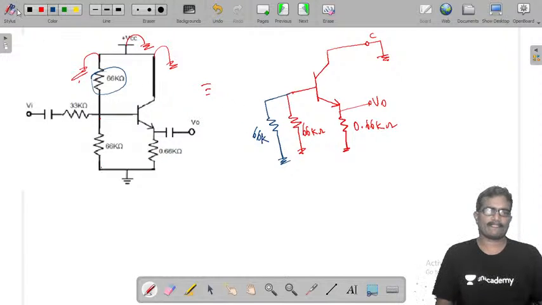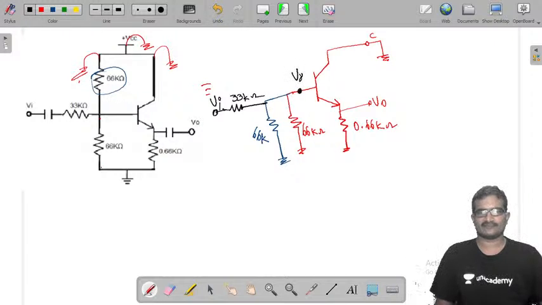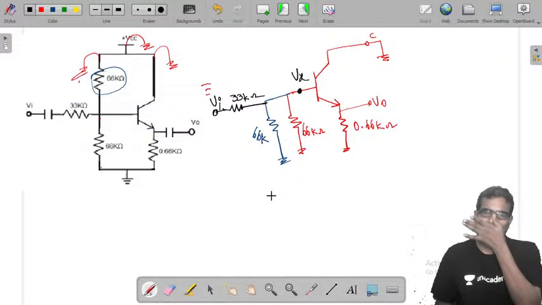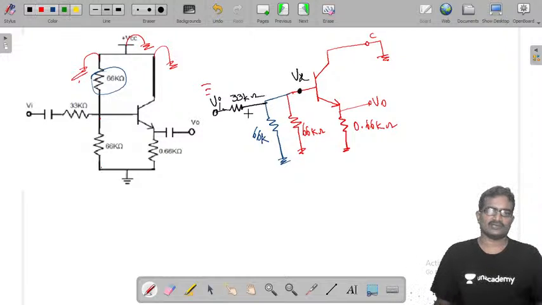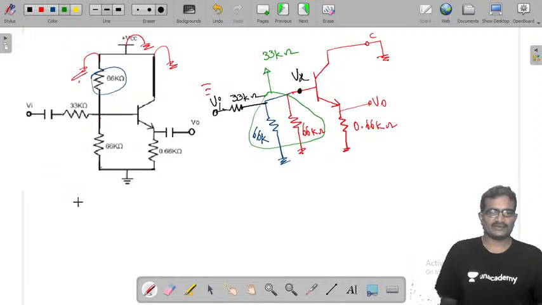For this, a 33k resistor is connected. This is our Vi. Previously we assumed this is our Vx. Now see this, both are in parallel. These two 66k resistors in parallel have an equivalent resistance of 33k. Now the circuit is like this.